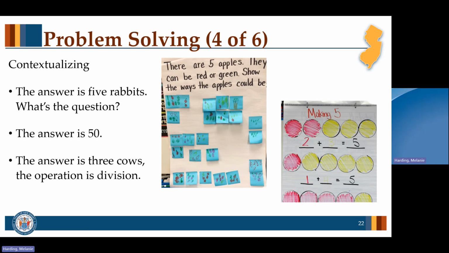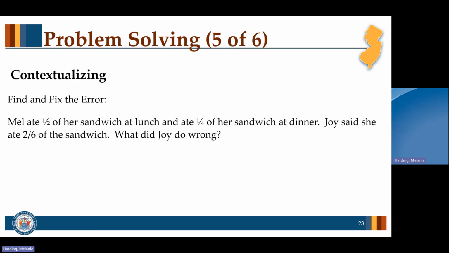And remember, we talked about contextualizing problems. Maybe kids shouldn't always be taking that abstract word problem and representing it symbolically and solving it, those typical word problems. When kids are asked to give context to a situation using numbers, symbols, operations, they're contextualizing it. So when you say the answer is 5 rabbits, what's the question? Or the answer is 50, what's the question? The answer is 3 cows, the operation's division. Give me a story. These are kids actually giving context to a number or a situation. So thinking about it that way as well.